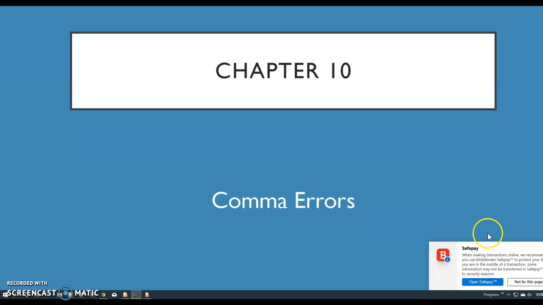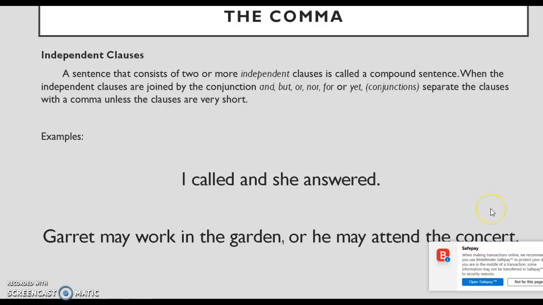Chapter 10, Common Errors. The comma. Independent clauses. A sentence that consists of two or more independent clauses is called a compound sentence. When the independent clauses are joined by the conjunction and, but, or, nor, for, or yet, separate the clauses with the comma unless they are very short.